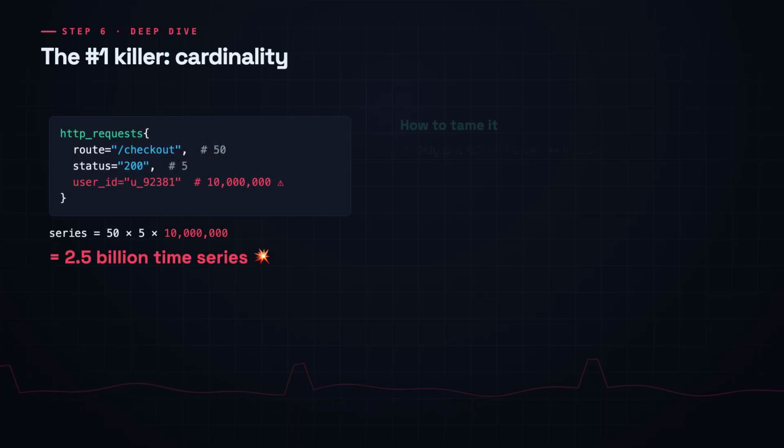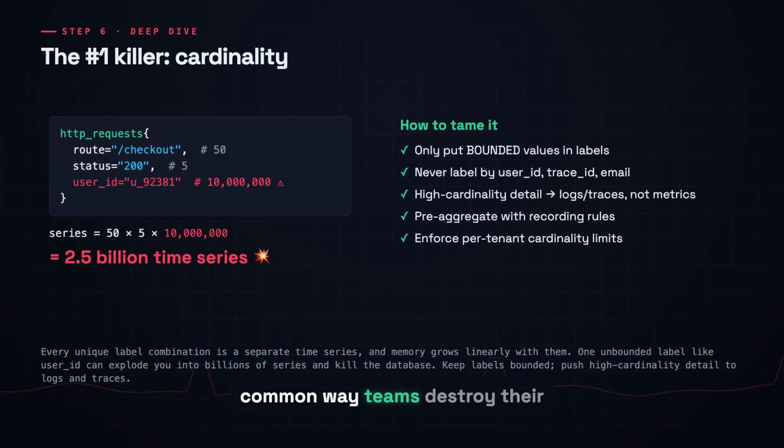Deep dive number 2, and this is the single most common way teams destroy their metrics system, cardinality. In a time series database, every unique combination of labels creates a brand new series, and memory grows linearly with the number of series. Look at this. A metric with 50 routes and 5 status codes is harmless. But the moment someone adds a label like user id with 10 million possible values, you multiply out to billions of time series and the database falls over. The rule is ironclad. Only put bounded, low cardinality values in labels. Things like user id, email, or trace id belong in your logs and traces, never in a metric label.